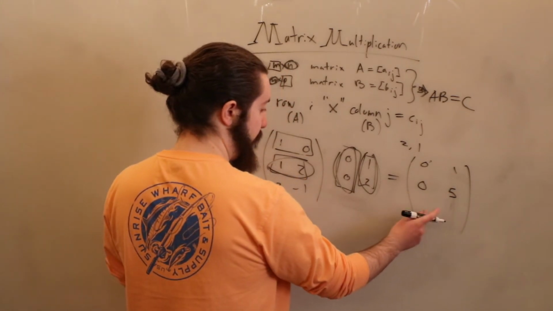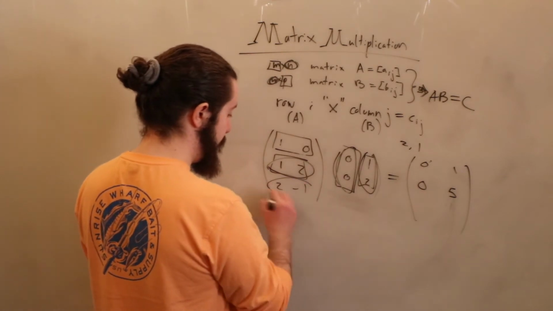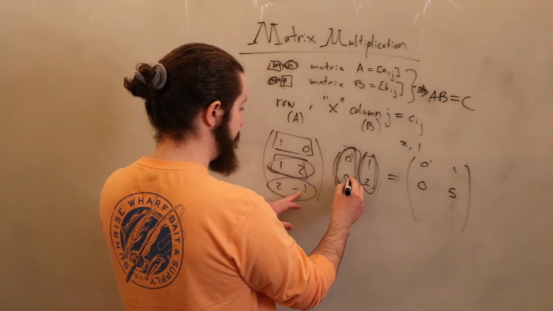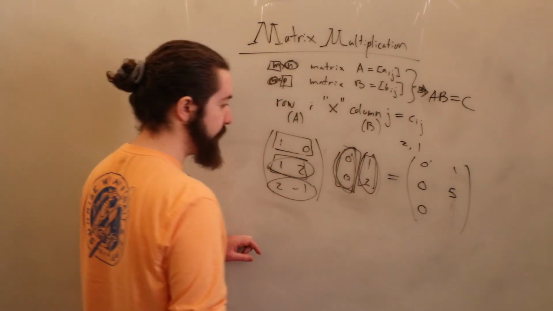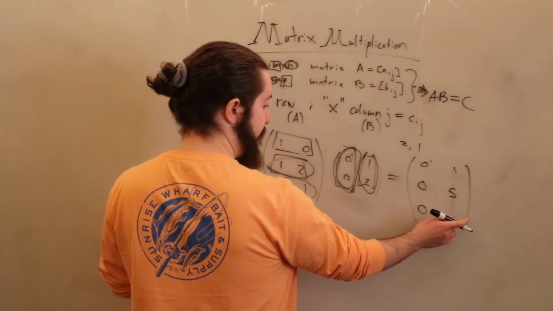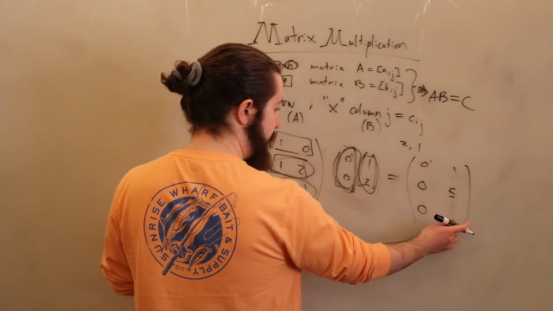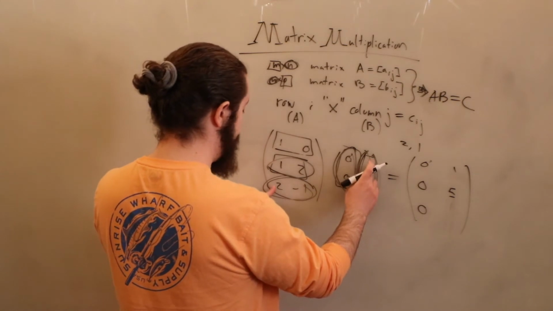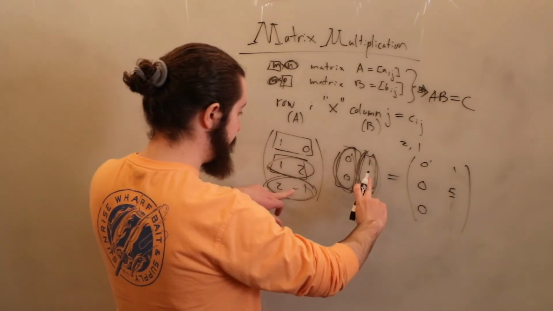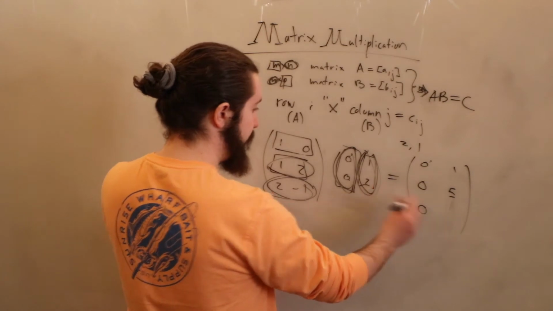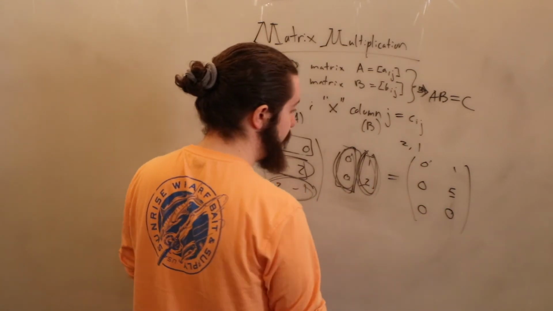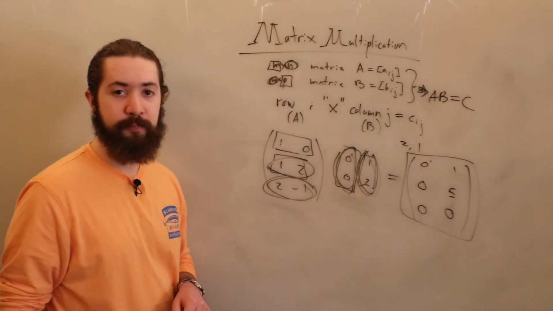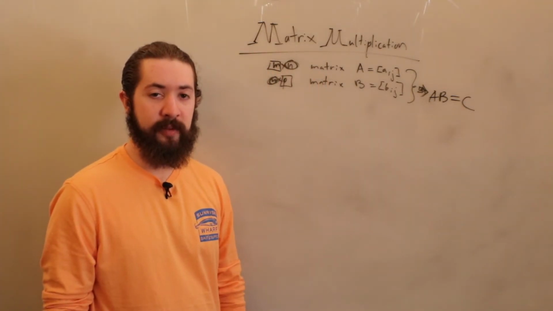Now we have row 3, column 1. 2 times 0, negative 1 times 0. It's going to be 0. Last one, we have row 3, column 2. So row 3 times column 2. And this is 1 times 2 plus negative 1 times 2, which is just going to be a net 0. So this is our final product when we multiply them. Now let's write the general formula for this.